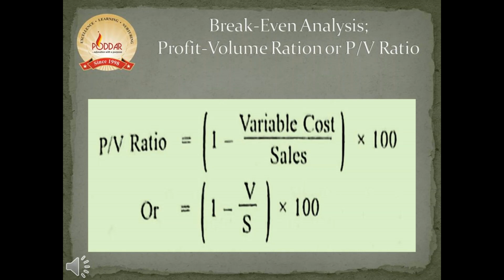There is another formula to calculate PV ratio. We can find the value of PV ratio with the help of variable cost and sales given. It is calculated as 1 minus variable cost divided by sales, and the entire resulting figure is multiplied by 100.